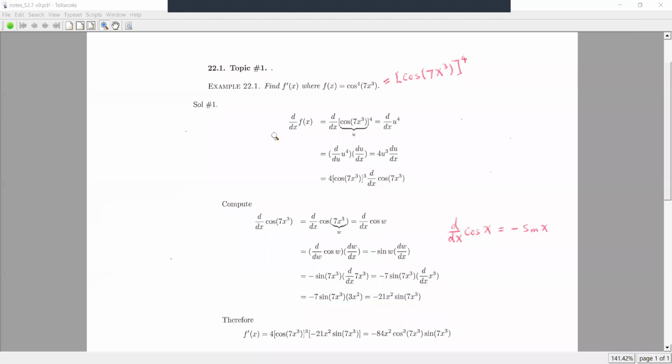Solution 1, take derivative on function f, then plug in this function in function f to get this equation. Because this power function is complicated, I want to simplify the function. I let u be the base, cosine of 7x to the third. Then the power function becomes very simple, just u to the fourth. Now we need to compute this derivative.